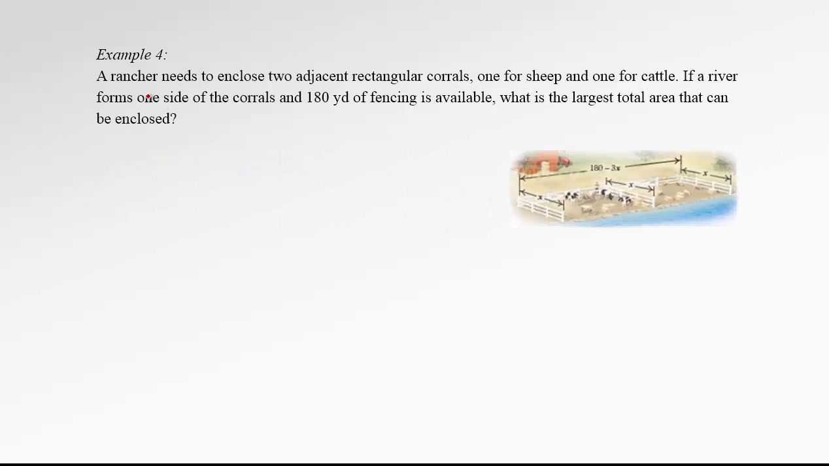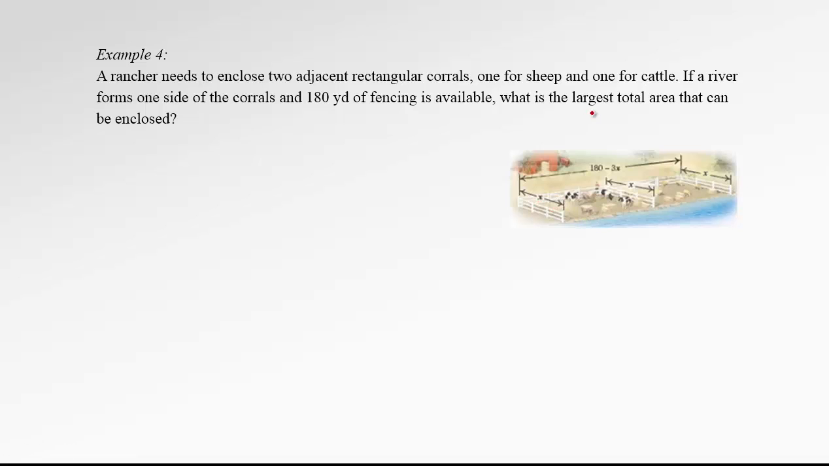Let's see another application problem. A rancher needs to enclose two adjacent rectangular corrals, one for sheep and one for cattle. If a river forms one side of the corrals and 180 yards of fencing is available, what is the largest total area that can be enclosed? And here we have a diagram: the river on one side, and we have two adjacent corrals.